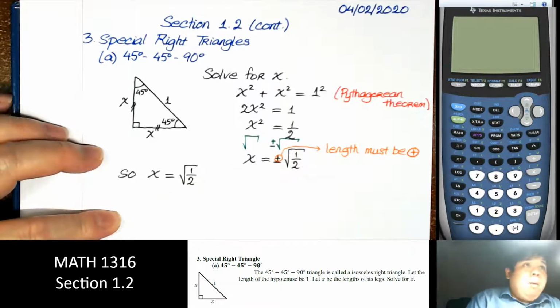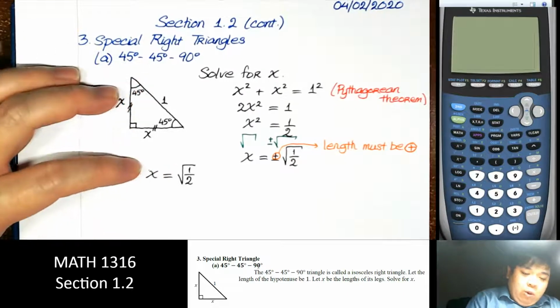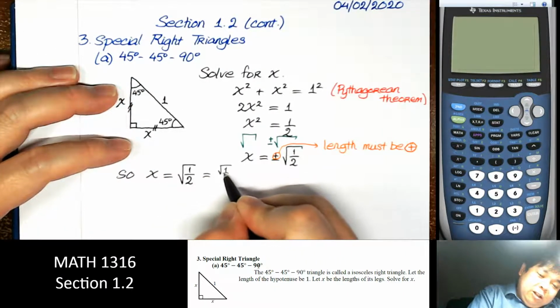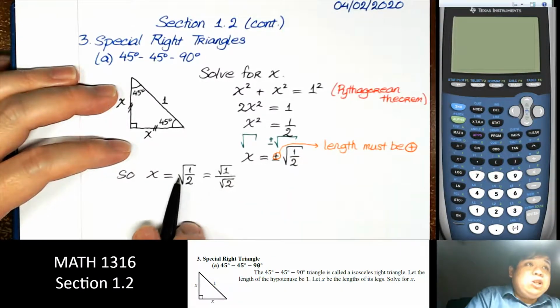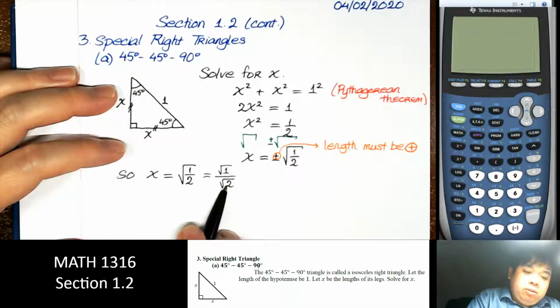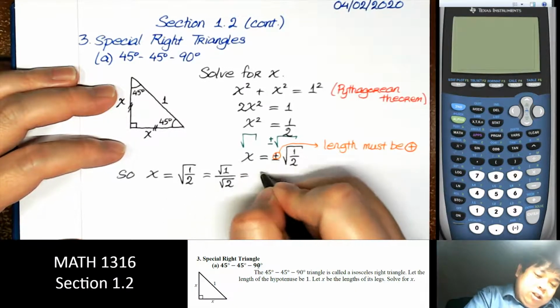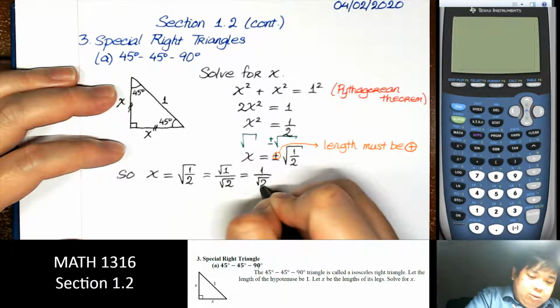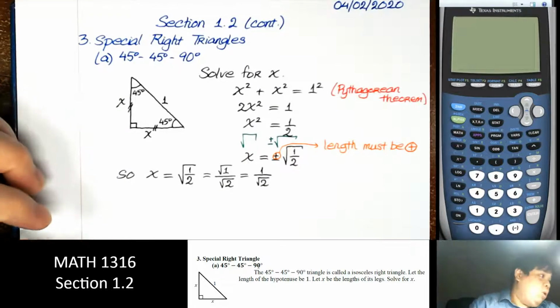Right. By the way, we have a lot of different ways to write the square root of 1/2. We can write square root of 1 over square root of 2. So we split the square root: the square root goes to the top and goes to the bottom. The square root of 1 is still 1, and the square root of 2 is still the square root of 2. So that is one way to do it.